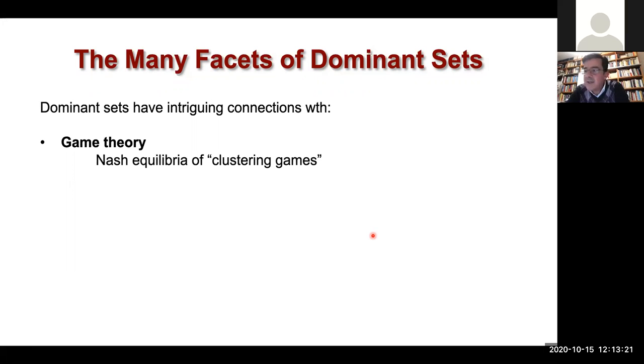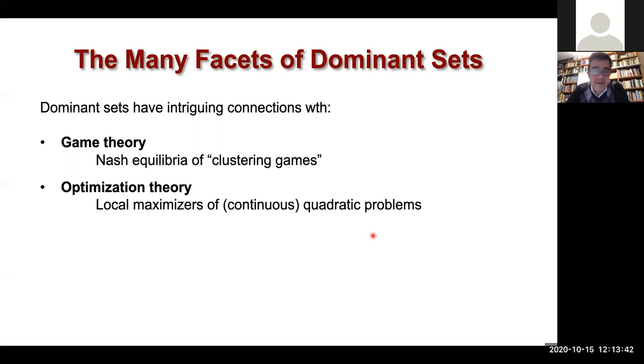Evolutionary stable strategies are a notion introduced by John Maynard Smith in the 80s, when he established evolutionary game theory. You should interpret evolutionary stable strategies as a stable version of the classical Nash equilibrium notion. So dominant sets can be interpreted from a game theoretic perspective. We also establish a very nice connection with optimization theory. In particular, and this is something I'm going to talk about in the next slide, we establish a formal connection with continuous quadratic optimization theory.